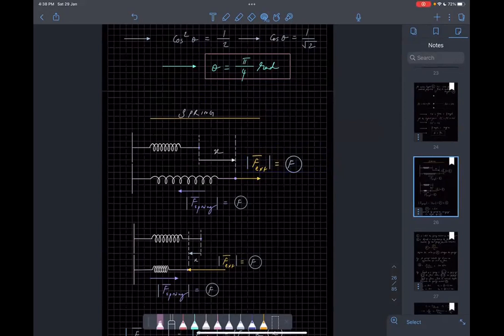F external must be equal to F by the spring. If you want to do this, move the spring in a quasi-equilibrium process. So the magnitude of F spring and the magnitude of F external must be equal, so that the length of the spring is extending in equilibrium. Can you see that?